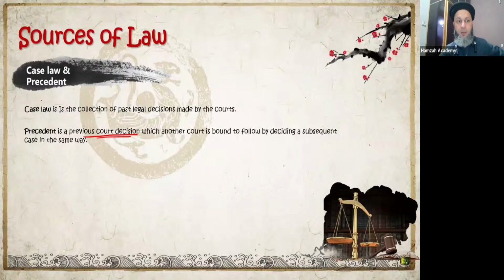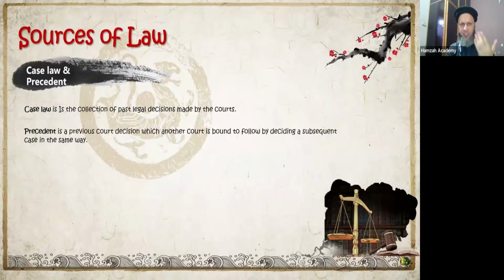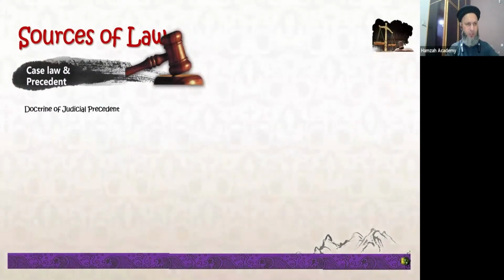So let's read it again. Precedent is a previous court's decision which another court is bound to follow by deciding a subsequent case in the same way. So if the material facts of that earlier case and this case right now in front of me are the same, I as a judge am bound to apply the same. If I am bound to apply the same decision and same sentencing, that means that that is a precedent. We'll study about its different types as well.